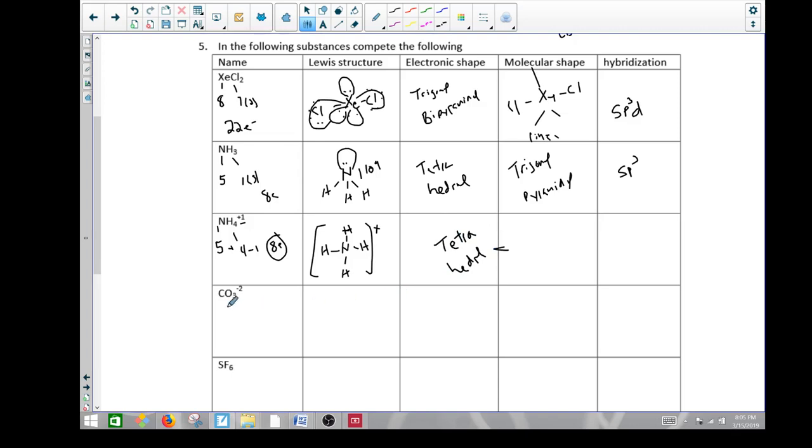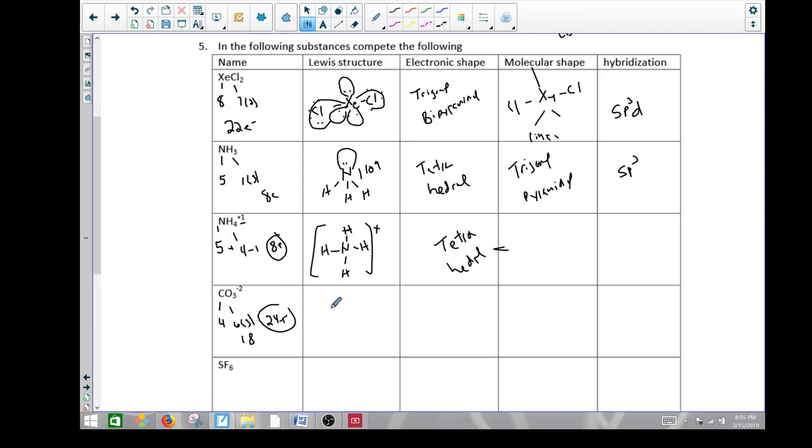All right, carbonate. Carbon is going to have 4. Oxygen, well, it's got 6 valence electrons, and there's 3 of them for 18. 18 plus 4 is 22. Add 2 more on, 24 electrons.